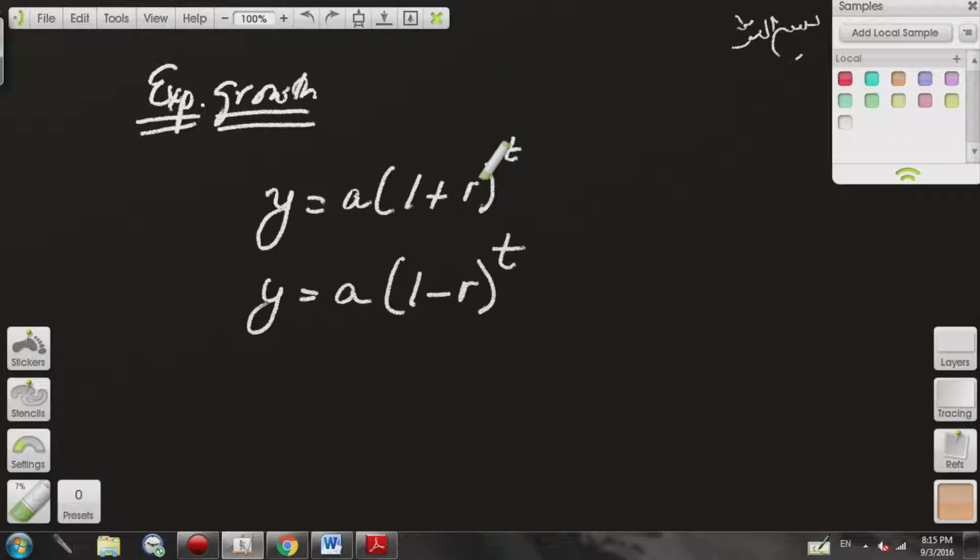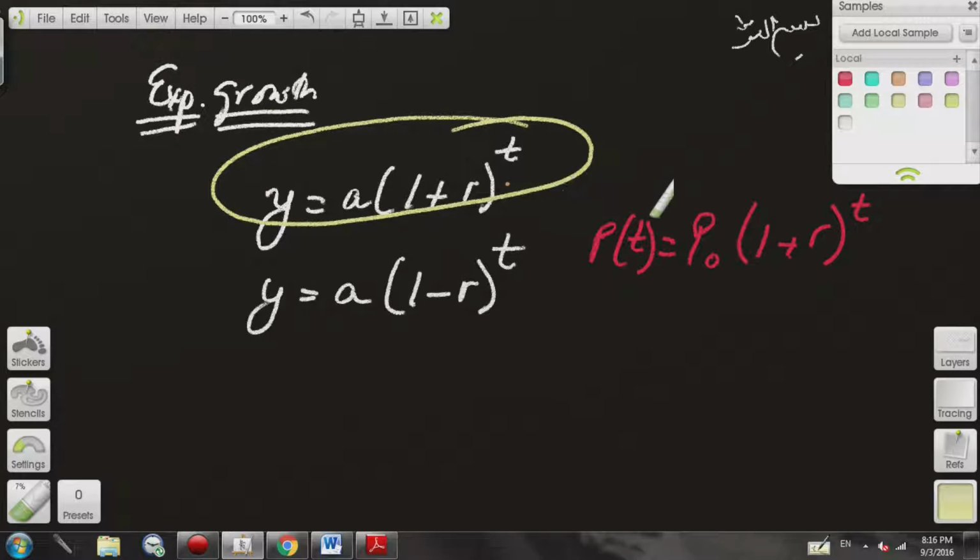The only difference is if it's growth, then the rate will be added. That's how much you're adding to the growth. If it's decay, the rate is subtracted, because that's how much you're subtracting. So the formula that's given to us for the population at a certain time is based on the initial population times 1 plus the rate of growth to the power of a certain time, which is this formula over here.